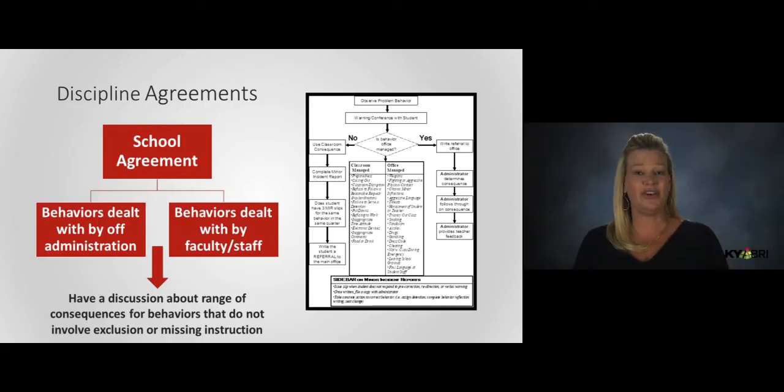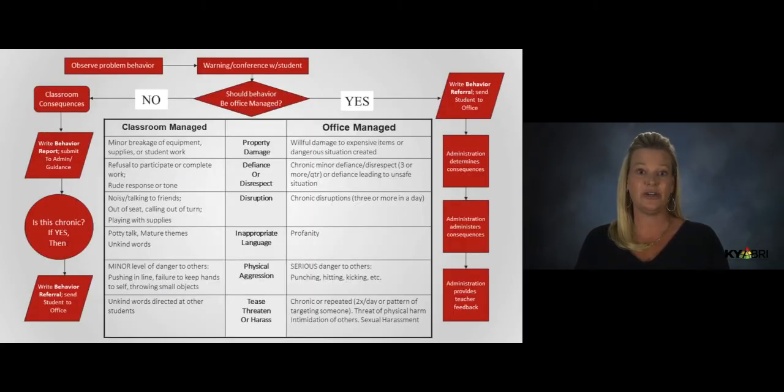Here's another example of a graphic depiction of a school's agreements with regard to what behaviors need to be addressed and by whom. This one does a nice job of providing both a flowchart for process and clear definitions of the behaviors. Note that the consequences are not listed here. They are just discussed. We don't want to dictate that every teacher will use the same consequences. Context matters, and we want faculty and staff to have the ability to make instructional decisions.